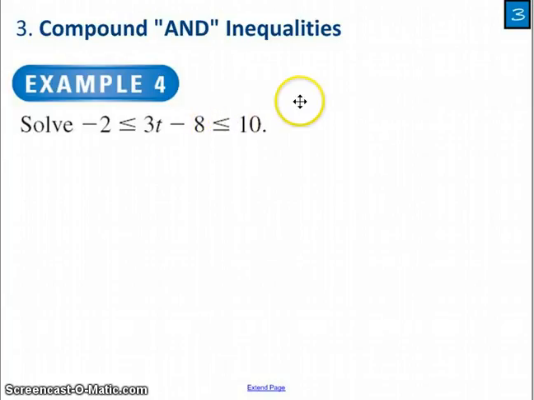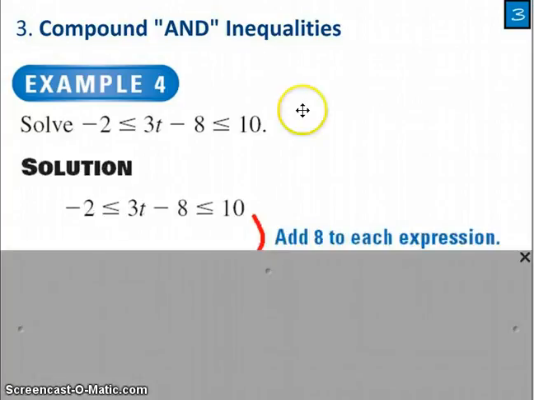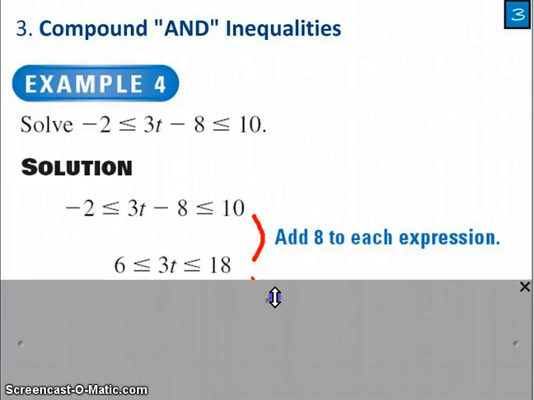Now, the textbook just shows you how to solve this in a few steps. First of all, they say move the 8 out of there so that you are getting 3t by itself. When you do that, you'll find that on your left you now have 6, and on your right you now have 18. The most common mistake I see students make with compound AND inequalities is they just move this 8 to one side or the other, whichever is their favorite. You can't do that. You've got to treat both sides the same.